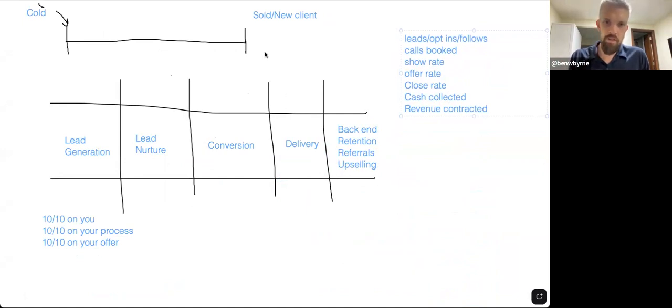Up until the conversion, there are different metrics for delivery. There are different metrics for back end stuff. This is basically the long-term value. But yeah, to go back to this example up here, there's this, my little face is in the way. There we go. Okay, so there are stages, right?